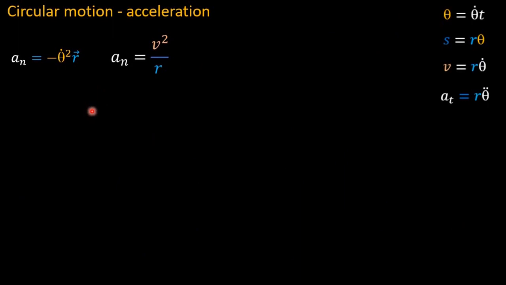Okay, so these are our two expressions for the centripetal acceleration, a sub n. We've got a sub n equals minus theta dot squared times r, and a sub n equals v squared over r. These two are equal to each other. However, this minus here is just telling us that the centripetal acceleration, or normal acceleration, calling them different things, is acting towards the center.